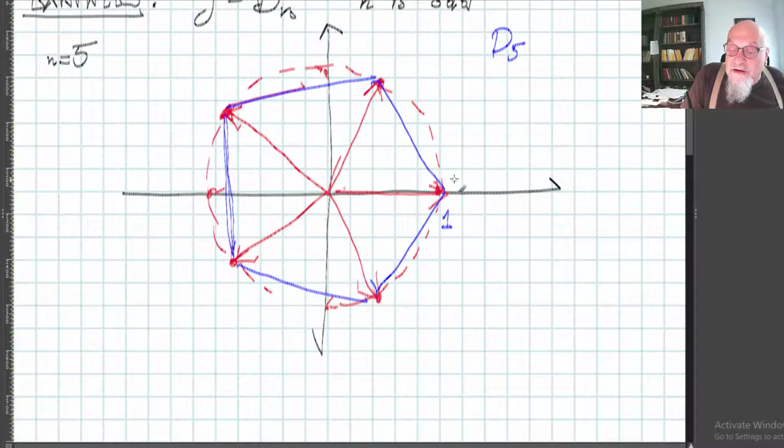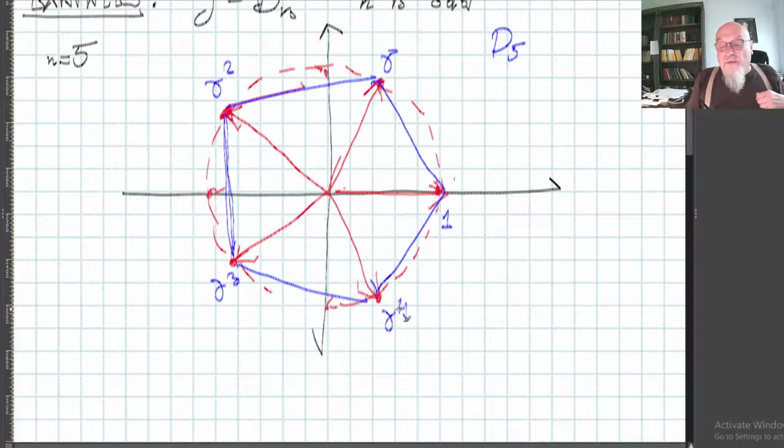So let me write it down. This is 1. This will be my generator of the rotational group of the symmetries. This will be, of course, a square. This will be cube, etc., etc. This will be 4. There are 4 rotations.